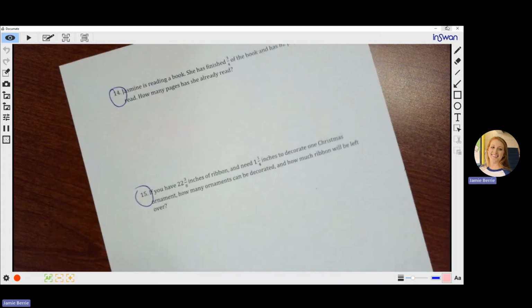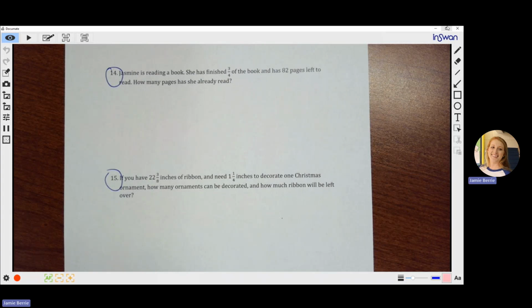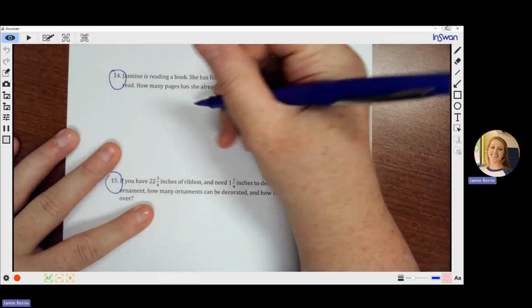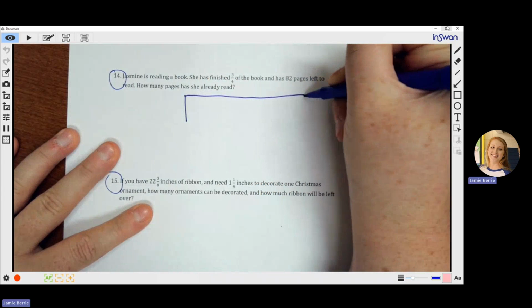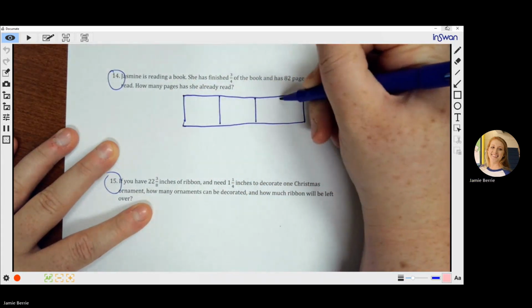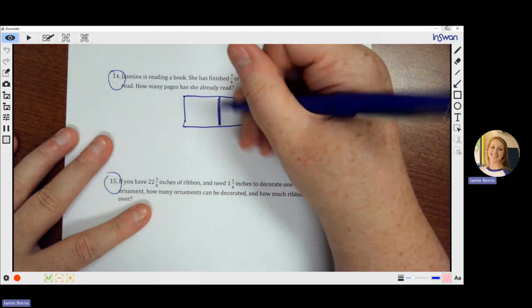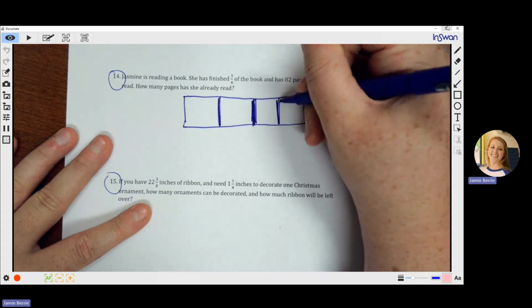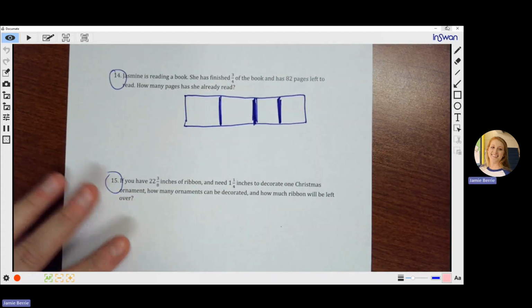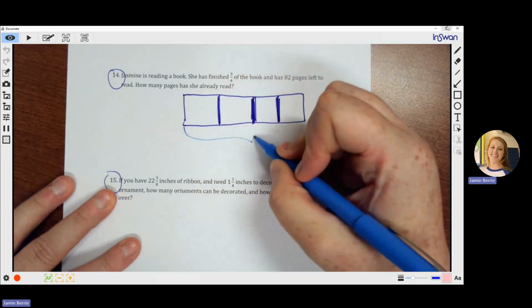So number 14, sorry. Jasmine is reading a book. She's finished 3/4 of the book and she has 82 pages left to read. How many pages has she already read? All right, so let's use the bar model here. Break this bar into 4 pieces. Ideally, the sizes would match, but obviously I didn't do a very good job of that. All right, she's already finished 3/4 of the book. She's already finished this.